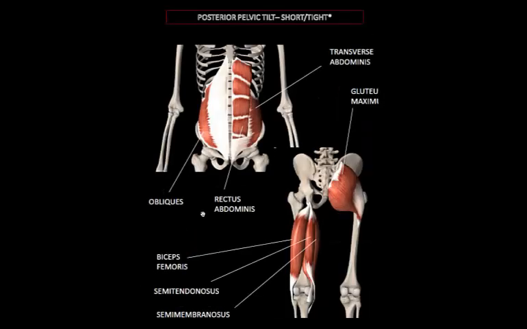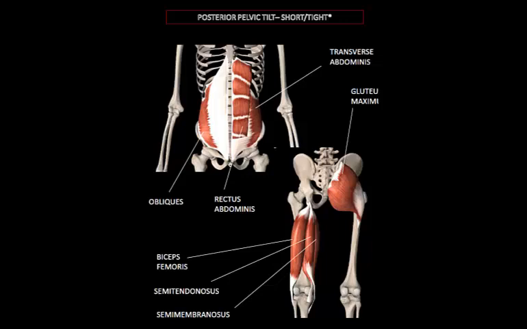Okay, a posterior tilt, which is going the other way now, which is simply where the PSIS and the ASIS are heading towards being level. So there isn't the height difference that we would like, and they may be towards level. What this might do is diminish or decrease the lumbar curve, giving the appearance of a flat back, so an absent or reduced lumbar lordosis.